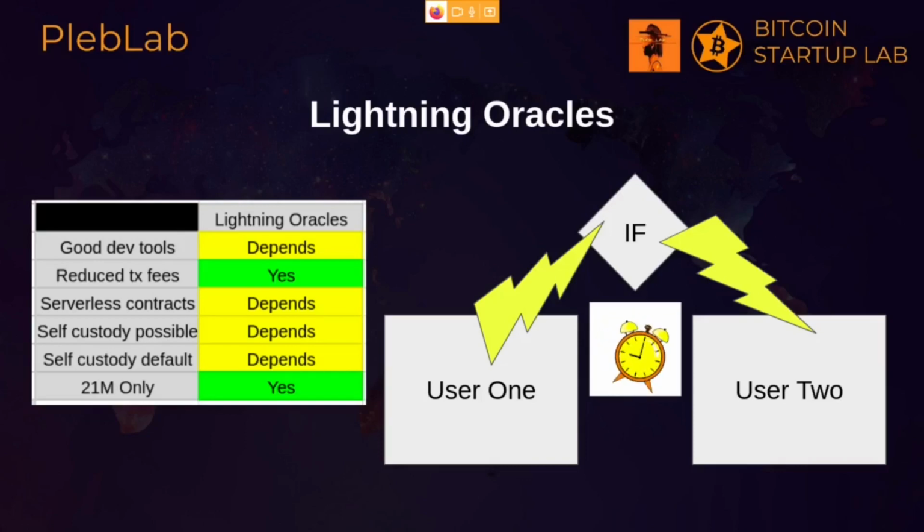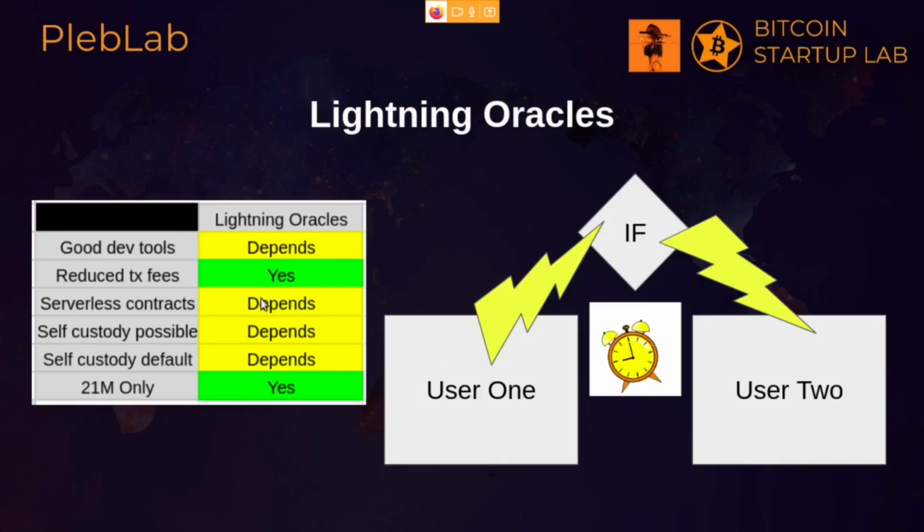I guess the transaction fee reduction that you get, since you're doing this off-chain. You can do a bunch of contracts that don't really cost anything, because it's just in your channel between you and Bob, or cost very little because it's just going over the Lightning Network.